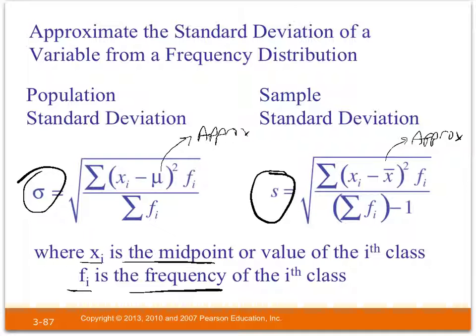Okay? So we subtract each midpoint from our approximate mean, square it, multiply it by the frequency, and add all those up for each class. Then we add up the frequencies and divide everything and take the square root. Now, notice the difference with the sample standard deviation approximation. Remember our degrees of freedom, so we take that sum of the frequencies and subtract 1 for our degrees of freedom.